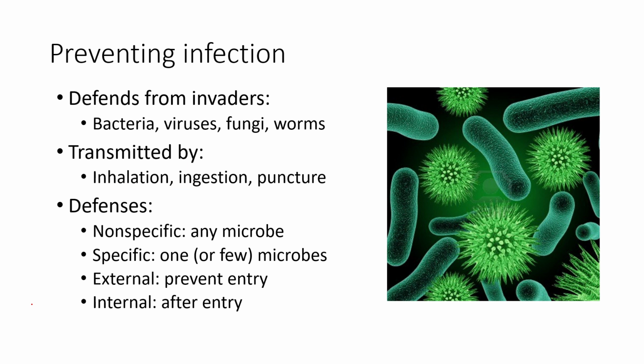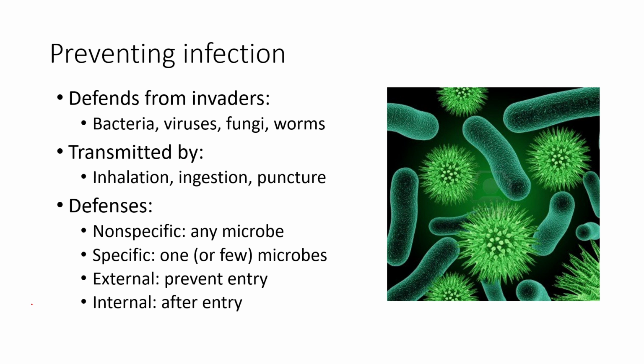Why do we have an immune system? One of the main functions of our immune system is to prevent infections. And our immune system is going to defend us from a whole variety of different types of invaders that might want to get into our bodies, including bacteria, viruses, fungi, and worms, and other types of parasites.